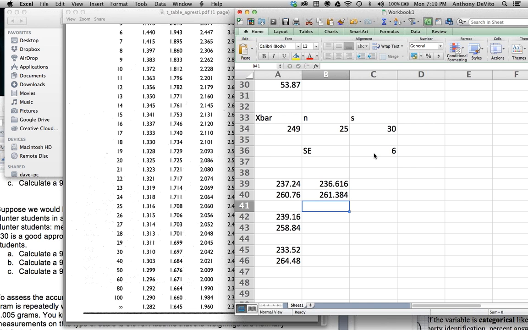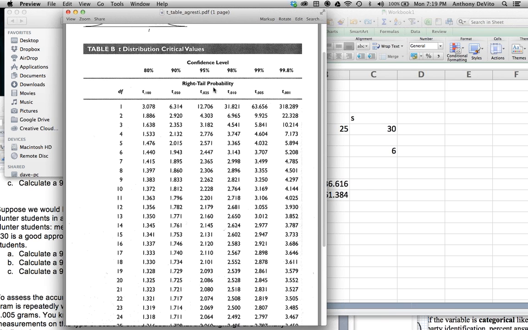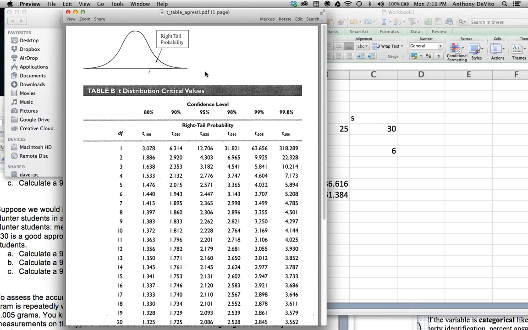We have covered this already. I'm sorry, say it again. We may have covered this already, but in the T table, when it says right tail probability, what is that? Okay. A 95% confidence interval.